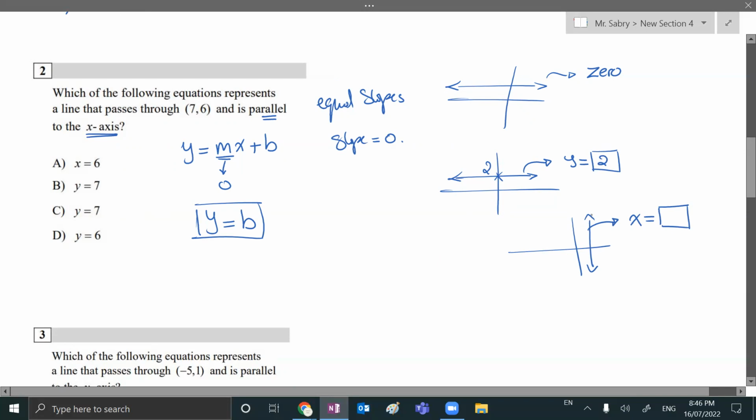On the other hand, for this graph, the vertical line, if let's say it crosses the x-axis at 3, then the equation of this line will be x = 3. It will not have a y in it. Since this question says the line is parallel to the x-axis, the equation should be y equals a number. And since this line passes through this point, the y must be equal to this y here, which means that the answer is y = 6. This is the correct answer. So D is the correct answer.